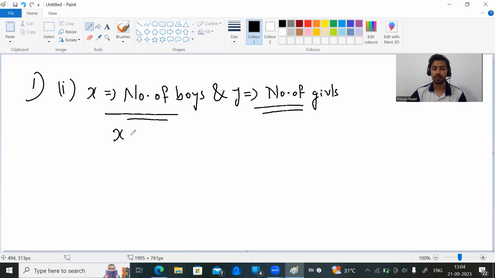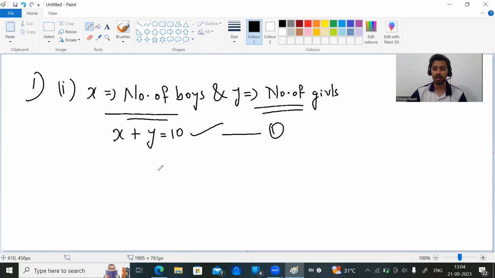That is x. What is the number of girls? That is y. The number of boys plus number of girls means x plus y, and that is equal to 10. Okay, this is the first equation. You can name it as equation number 1.